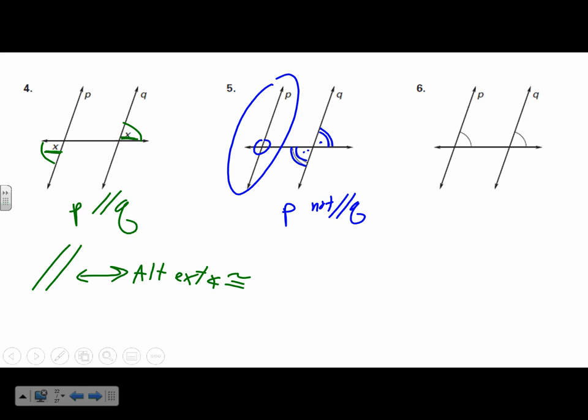And last but not least, number 6, those are corresponding angles. So P is parallel to Q.